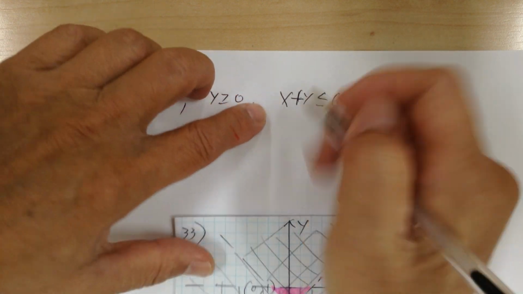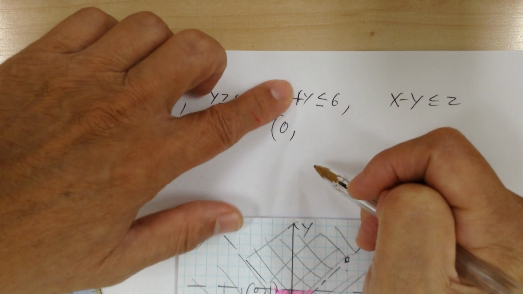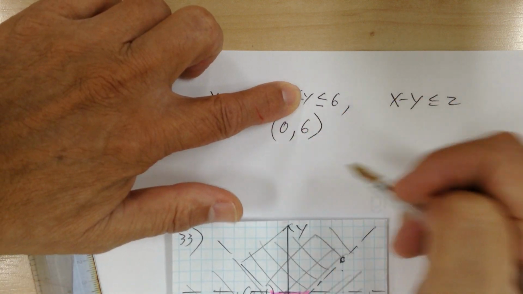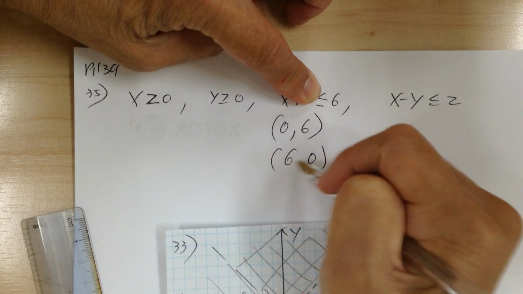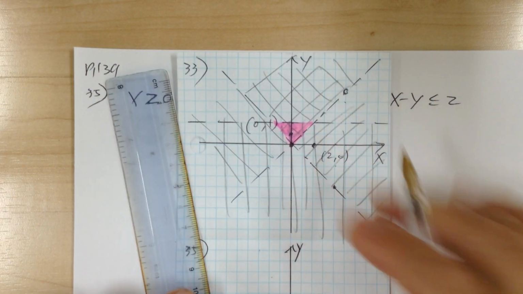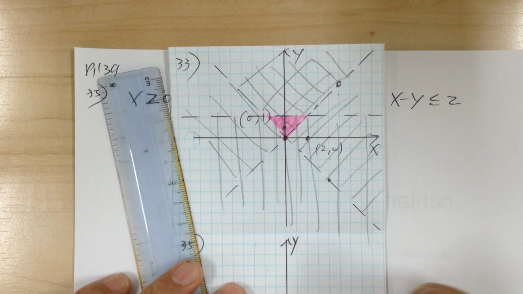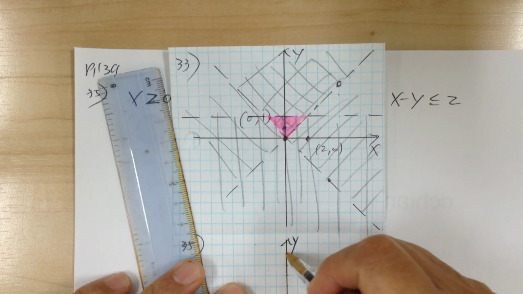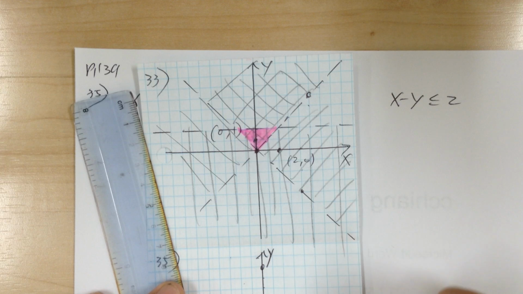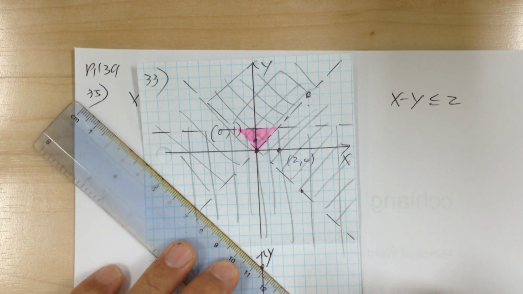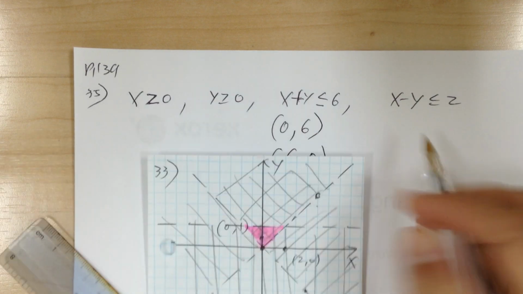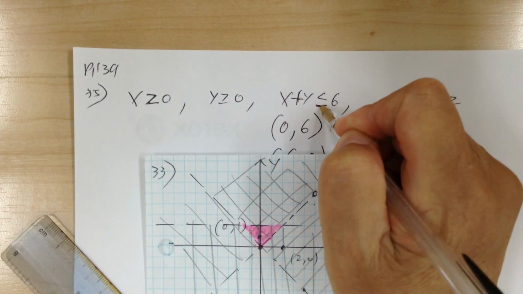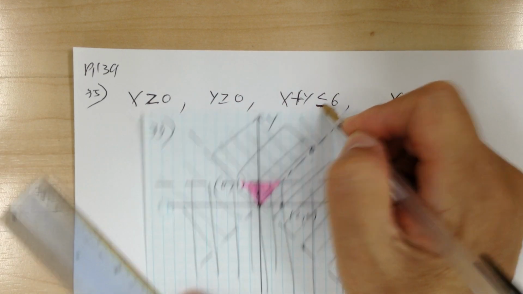Okay, so you can use your intercept method. So let x equal to 0, then y will equal to 6. And if you let y equal to 0, then x will equal to 6. So that's going to get those 2 points. And this is going to be a solid line. So pay close attention to a solid line versus a dashed line. When you have that little equal, it's a solid line. When you don't have this equal, it's a dashed line.